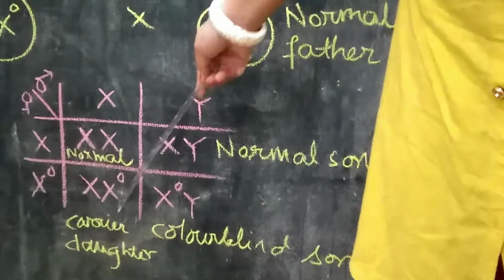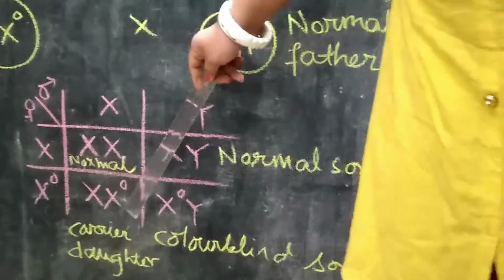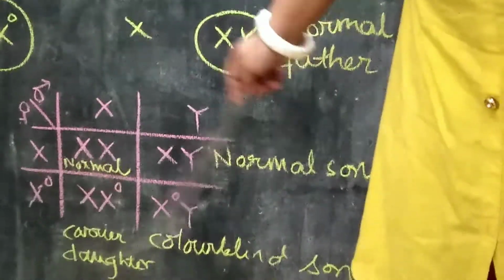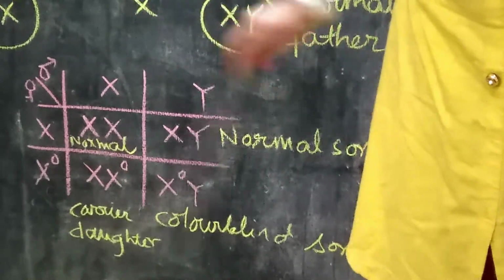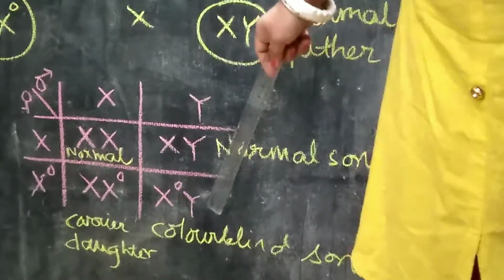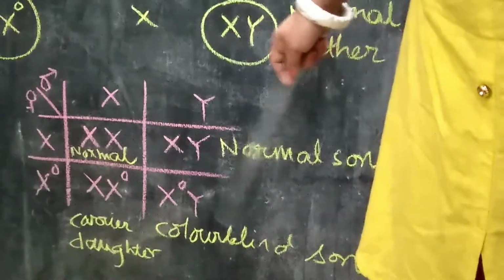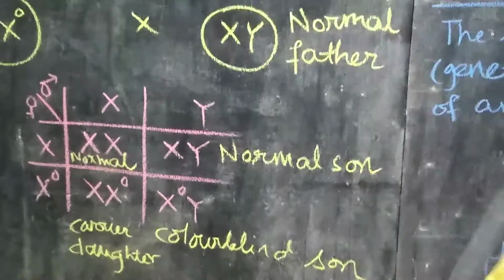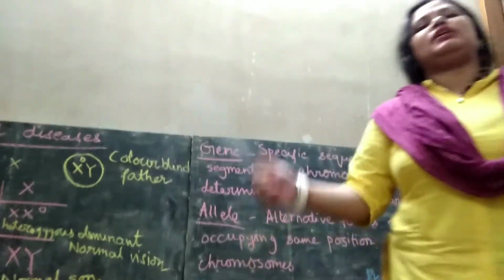Why carrier daughter? Because she is carrying this defective gene, but it is masked, superruled by the dominant X. So she will be the carrier but not affected. But this one, X0Y, has no other X to superrule this X0. So this boy, this son, will be a colorblind son. Y is for maleness, so it will be a son, but X0 carries the defective gene, so he will be the colorblind son.